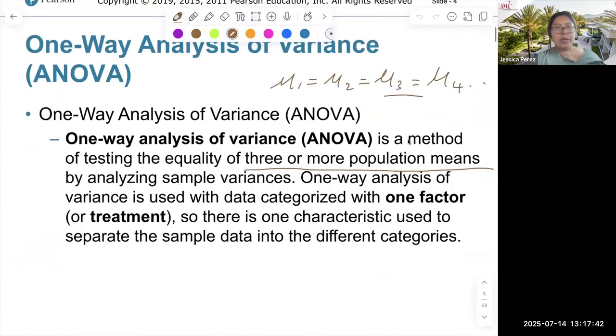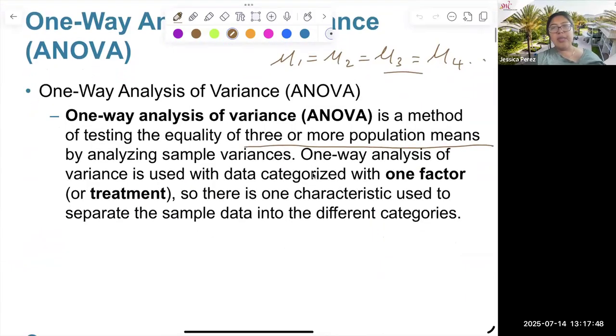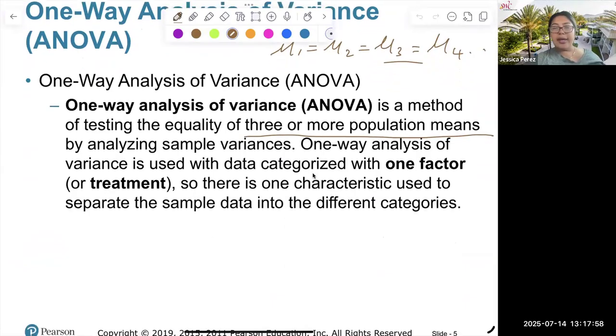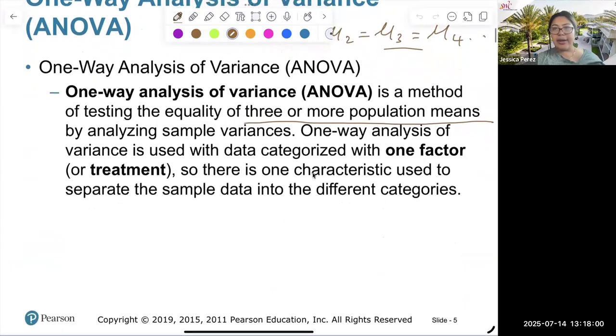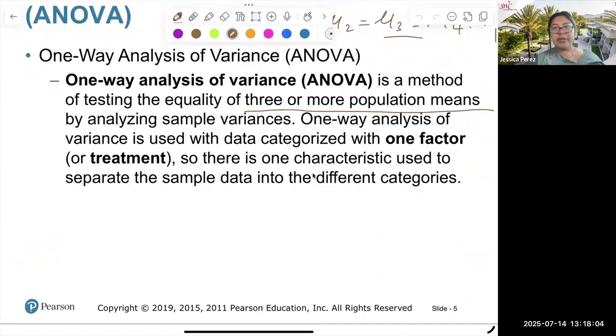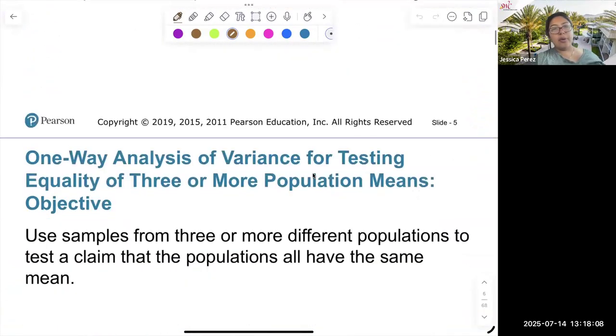We'll start with a one-way analysis of variance, which is also called ANOVA. ANOVA is the method of testing equality of 3 or more population means by analyzing sample variances. One-way analysis of variance is used to treat categorized data for one factor or treatment. So there's one characteristic used to separate the sample data into different categories.